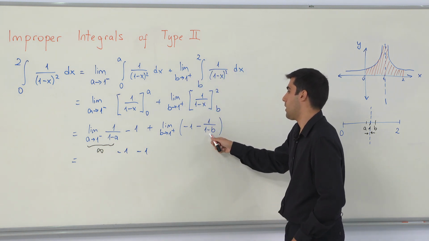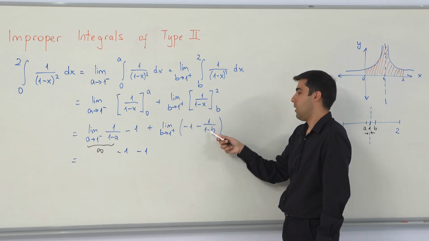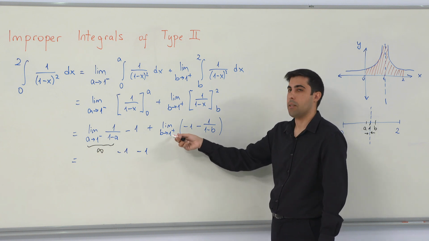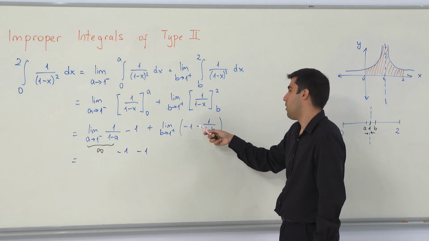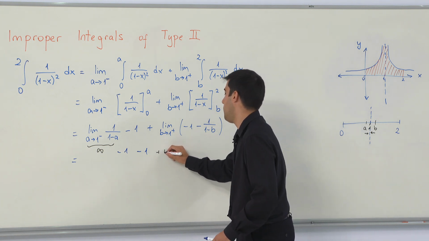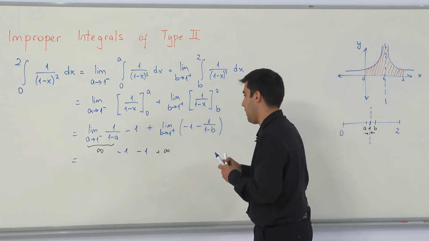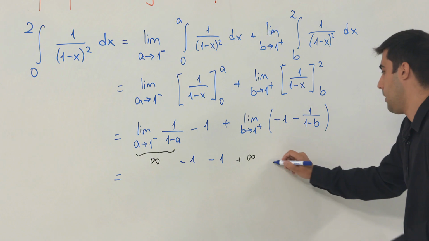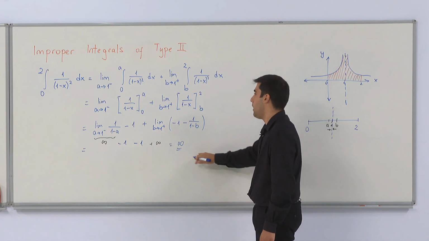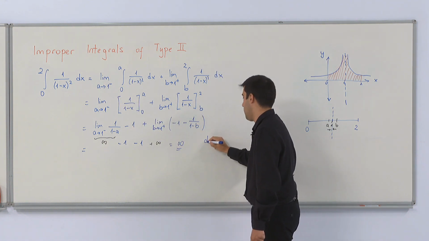And let's check this limit. As b goes to 1 from the right-hand side, 1 minus b goes to 0, and then 1 over 0 goes to negative infinity because I'm approaching from the right. So with the minus sign in front, again I have plus infinity. So this gives me infinity minus 2, again infinity. So because the value is not finite, we say this improper integral is divergent.